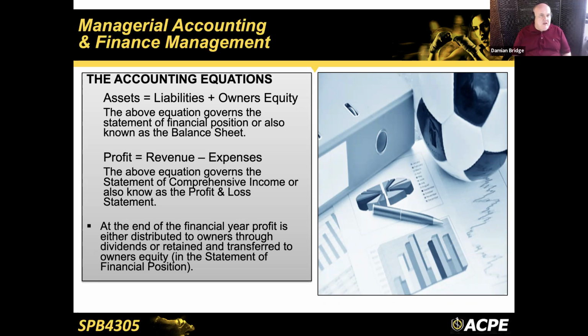Okay, and at the end of the financial year, the profit is either distributed to the owners through dividends, or we keep it in the business because we might want to use that money in the future to maybe make an asset purchase. And when we keep it in the business, that money is transferred to the statement of financial position, or what we call the balance sheet. Where does it end up in the balance sheet? Well, it ends up in owner's equity, because those profits, they belong to the owner.